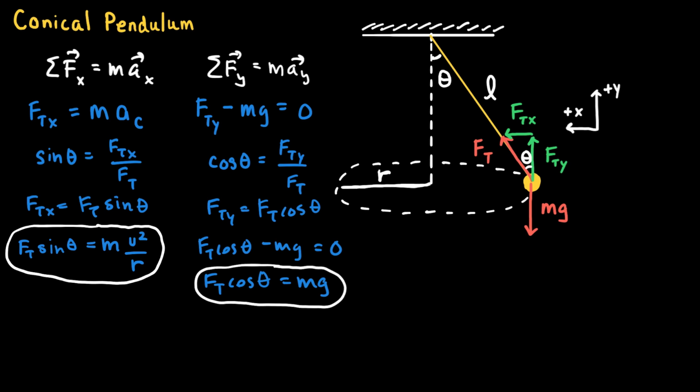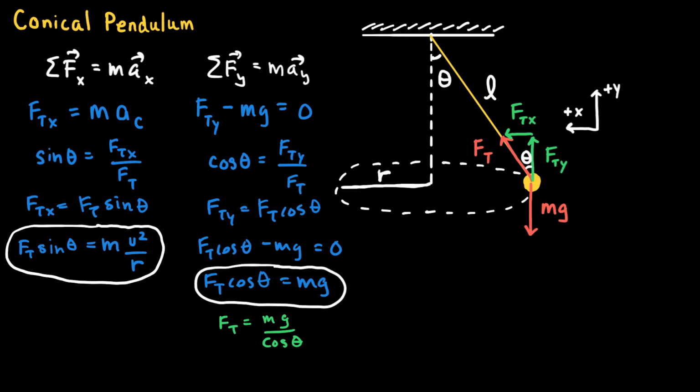And so what I'll do is I will first take one of these equations, solve it for the tension force, and plug it into the other. And so what I'll do is I'll take the equation on the right, which could be written as Ft equals mg divided by cosine theta.